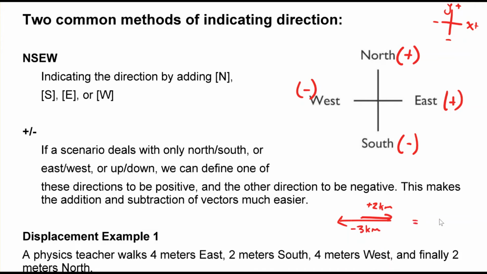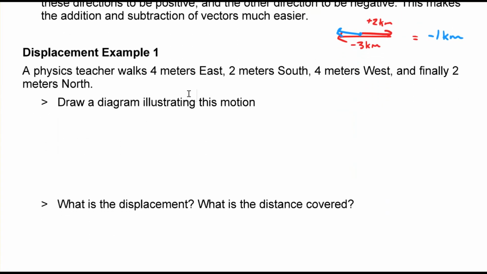When we add them up together, that's like saying our displacement was negative 1 kilometer, because we went more negative than we did positive. At least that's the idea behind it. Okay, perfect. So we're going to do a couple examples.